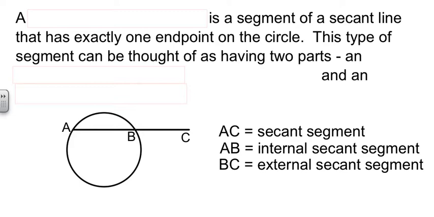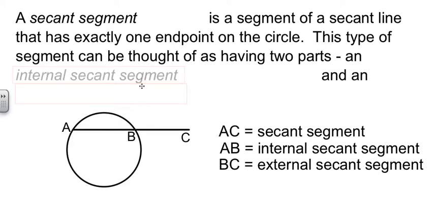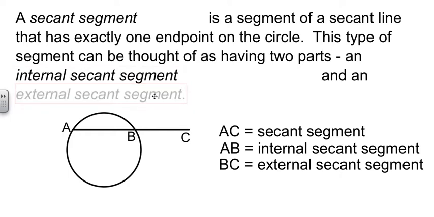The other intersections we're going to be looking at will be outside the circles, which means we need to get a few more terms. A secant segment is part of a secant line. It starts at the circle, goes through, and comes out the other side. AC here is a secant segment, and it has two parts to it. It has an internal part and an external part. AB is obviously the internal. BC is obviously external.